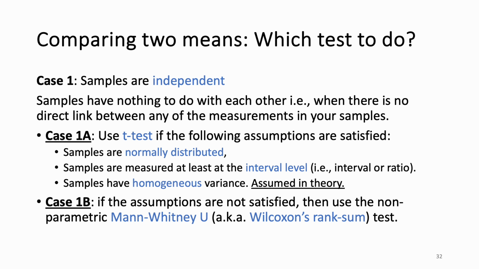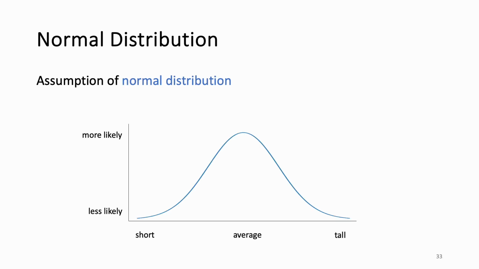If the assumptions for running the t-test are not satisfied, then you have to use the non-parametric Mann-Whitney test, which is also known as the Wilcoxon rank-sum test. We will see examples of how to run the t-test in R in this lecture. But also we'll see examples of how to run the non-parametric counterpart, which is the Mann-Whitney U-test.